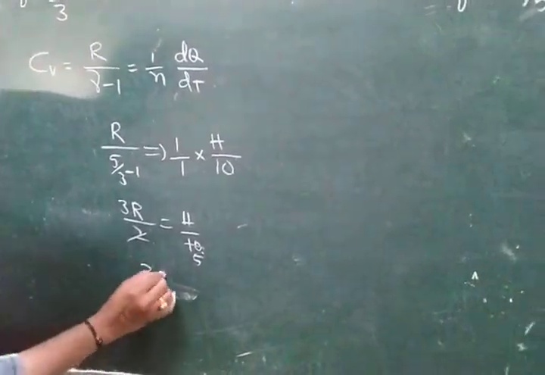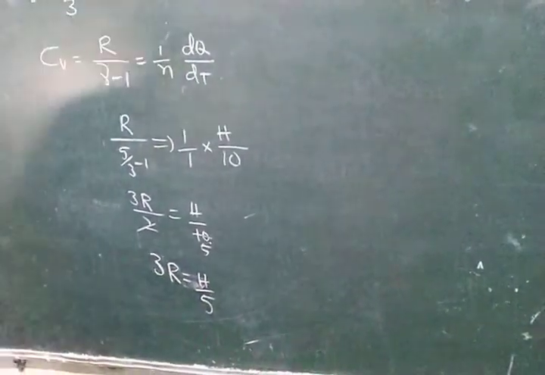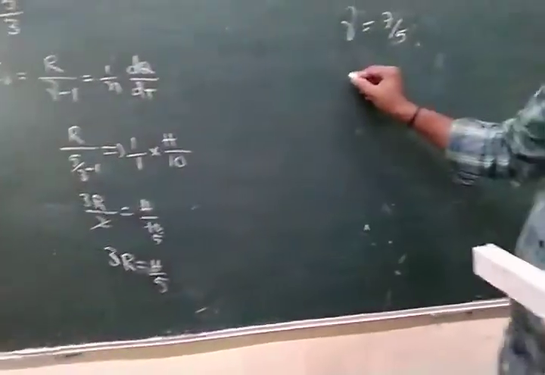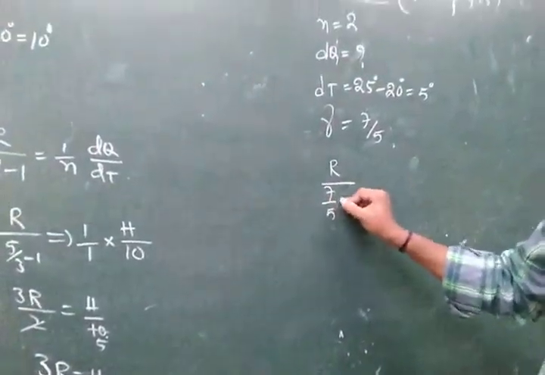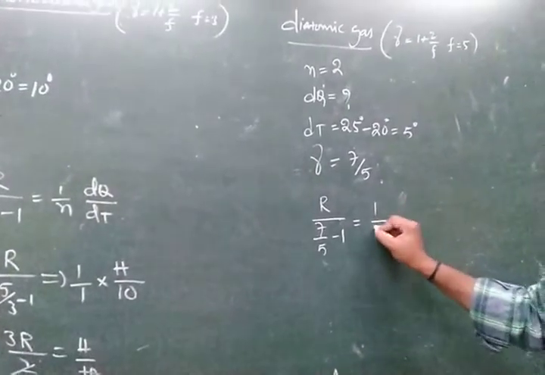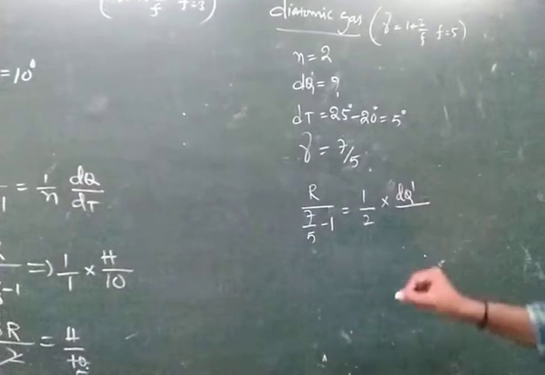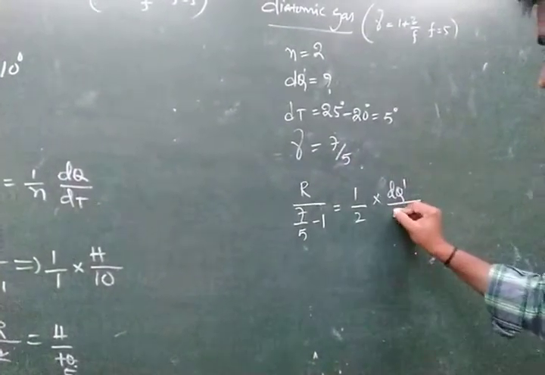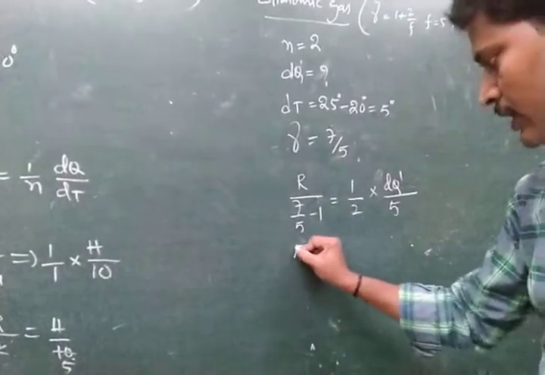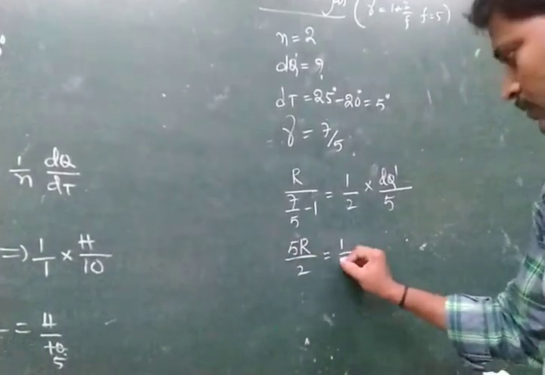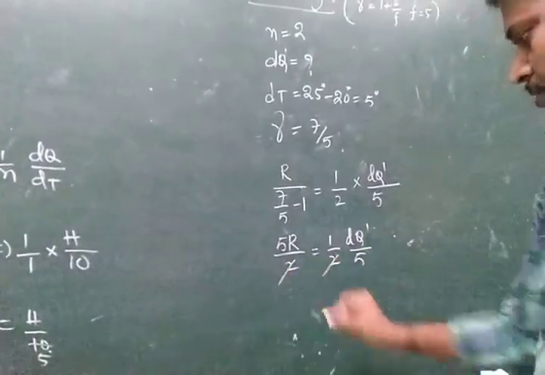Otherwise 3R is equal to 2h by 5. You can write this as 3R. Then R by (gamma minus 1), that is 7 by 5 minus 1, equal to 1 by 2 moles into h. Heat required we can measure: dq dash divided by dt is 5. So R into 5R divided by 2 is equal to 1 by 2 into dq dash divided by 5. So the 2s get cancelled.